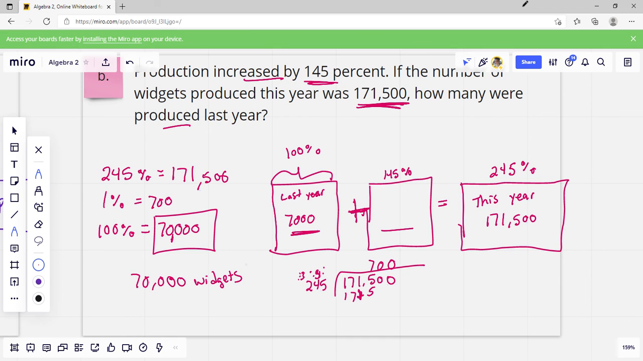widgets. I don't care if you didn't make a diagram. If you can do it without the diagram, that's fine. The diagram is very helpful, though, when you're trying to figure out what number goes where.